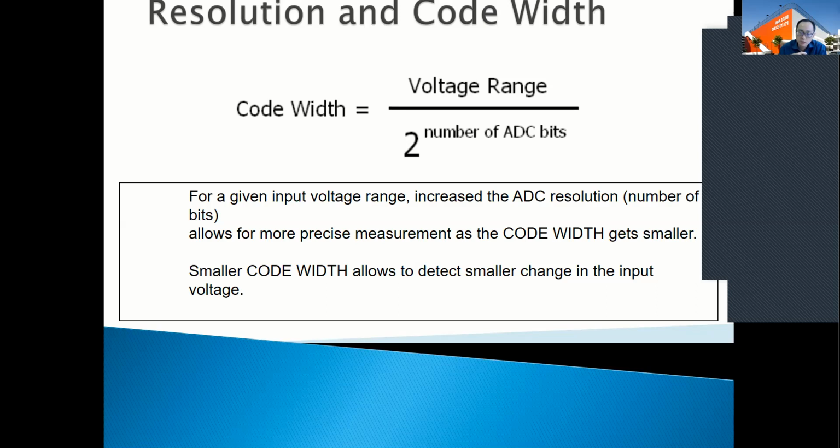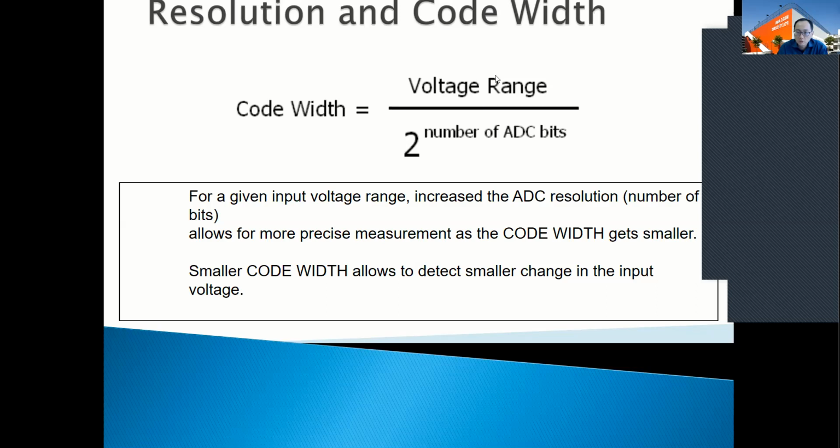In other words, if I have an 8-bit ADC versus a 14-bit ADC, of course the 14-bit one is going to be much more superior. But of course, everything comes at a price. The more bits your ADC has, the more expensive the electronic device will be. This is something you want to take note of.